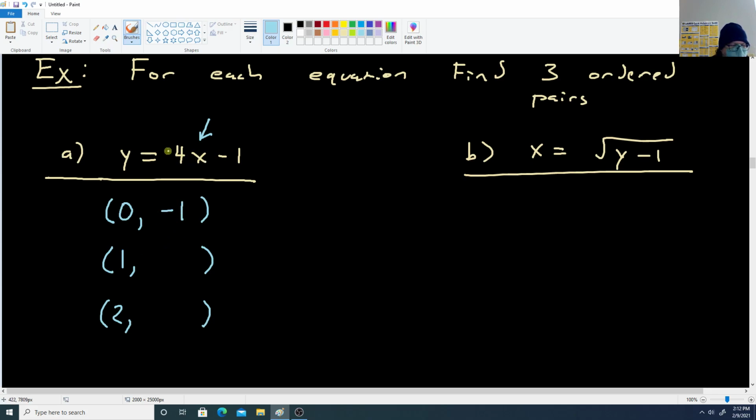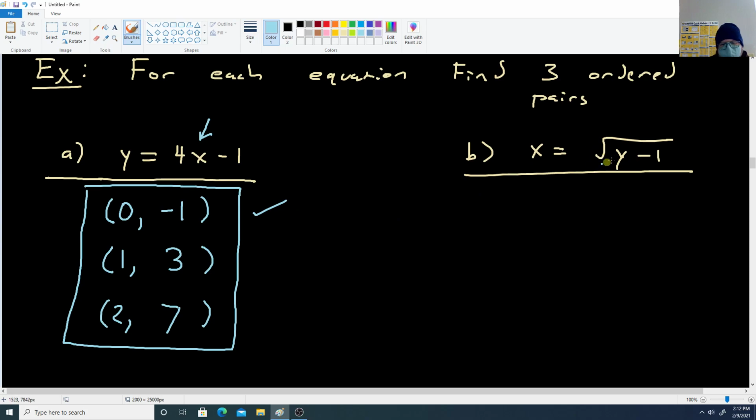Then I put 1 in. 4 times 1 is 4. 4 take away 1 is 3. And I put 2 in. 4 times 2 is 8. 8 take away 1 is 7. So I got my 3 ordered pairs for the first bit there.